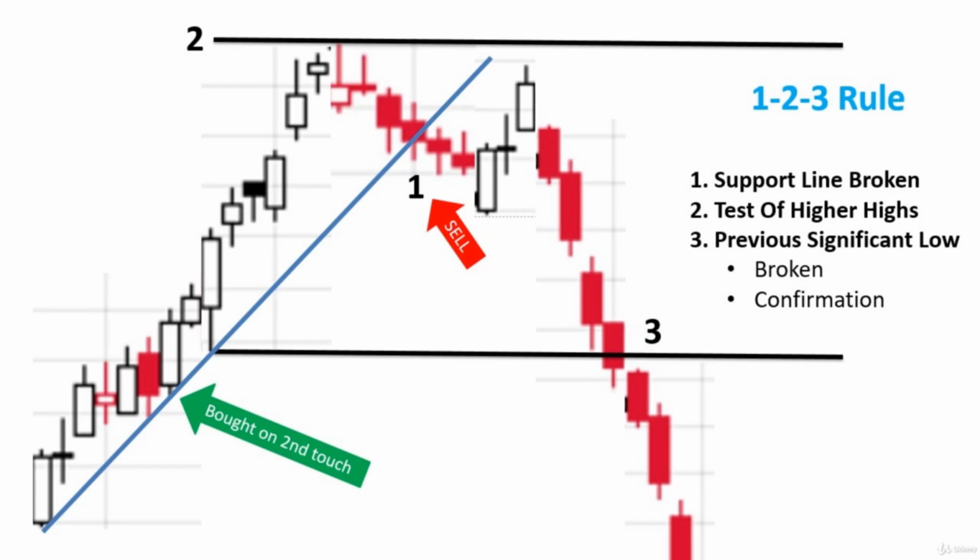then the second step, after the support line is broken, is you're watching for it to test the higher highs. It might go down a little bit more, might go sideways, but then you're looking for a turnaround and for it to go back up and test the higher highs. That's number 2 there. See how I draw a line? Whatever was the highest point of that trend before it was broken, that's where I'm going to draw my line for number 2 of the 1-2-3 rule.